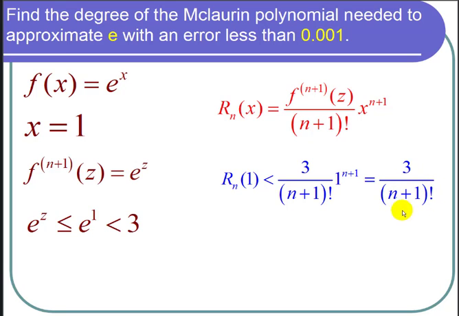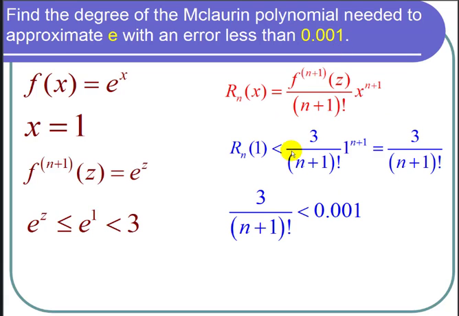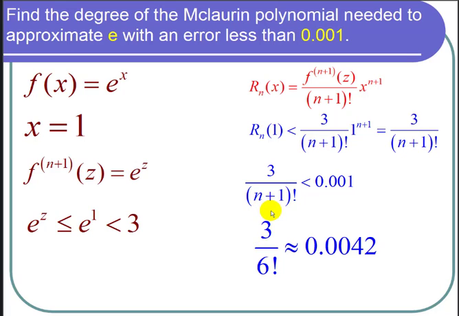So I want this remainder to be less than 0.001. In order to do that, there isn't going to be algebra that I use. Instead, I'm just going to do trial and error. I'm going to try plugging in some values of n and see what I get. If I plug in n equals 5, then n plus 1 is 6, and 3 over 6 factorial is 0.0042. Well, that error is bigger than 0.001, so that didn't work.